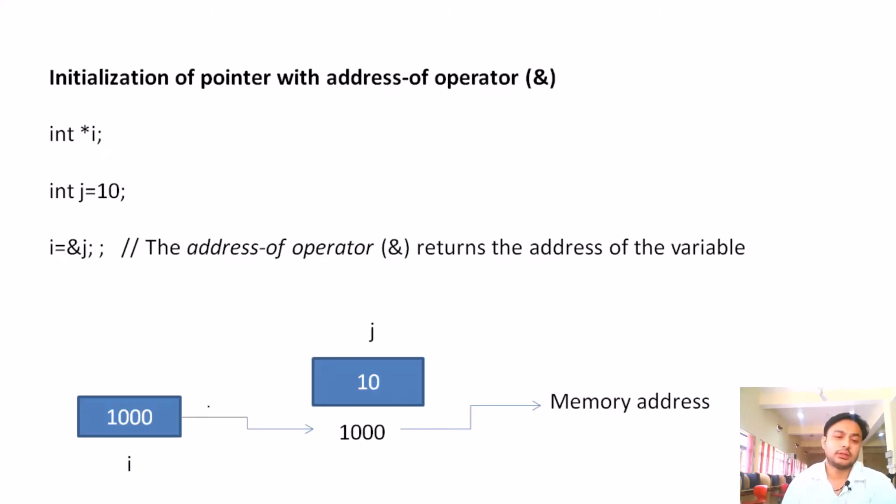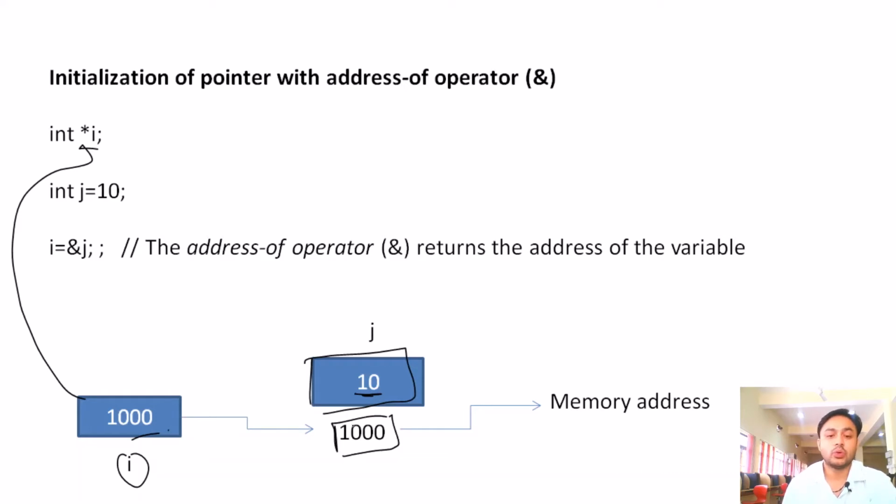For example, this is a variable j, and the memory location of this j is 1000. So the pointer holds the address of another variable. So I is a pointer, it is holding the memory address, referring to this memory location, which is the address of j. So you can see that it is referring to the memory address.